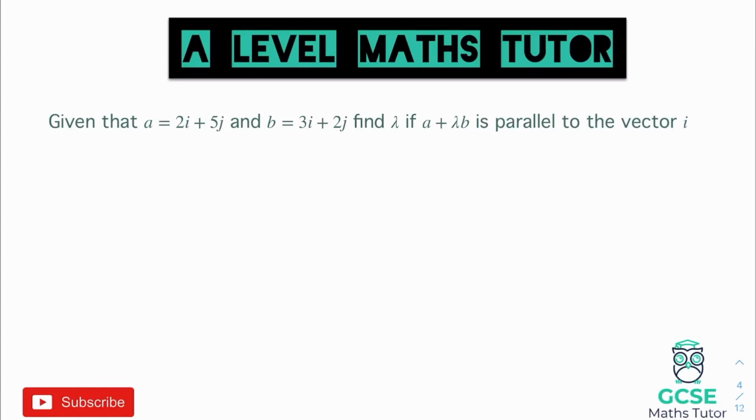Okay, so moving on to some of the slightly harder questions. Now this says here, given that a is 2i plus 5j and b is 3i plus 2j, find lambda, and we'll talk about this, if a plus lambda b is parallel to the vector i.